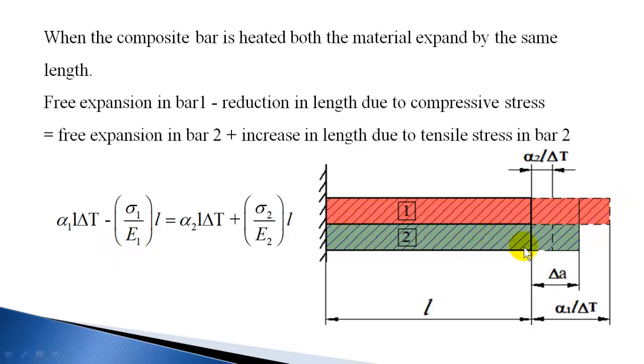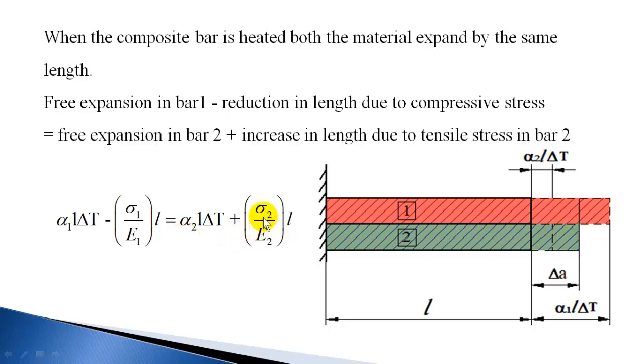Now bar 2, it is only expanding by alpha 2 L delta T. Okay, now that is a free expansion. Now material 1 is pulling it, and that pull or tensile stress is expanding it further. So the elongation produced by the tensile stress, if you add to this alpha 2 L delta T, you will get the del A. So this del A is also equal to alpha 2 L delta T, so much, plus the change in length induced due to the tensile force acting on it.